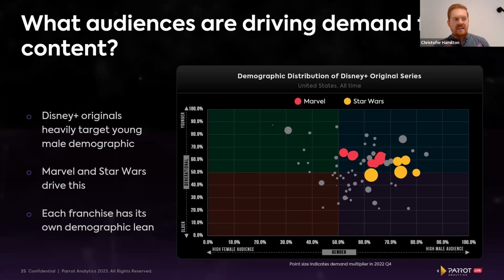So here I've highlighted where Disney Plus's Marvel original series fall and its Star Wars original series. And you can see how each franchise has its own demographic lean. So Star Wars is even more heavily male skewed and a bit older than Marvel is. But Disney Plus's biggest series are in these two franchises, and they're both heavily concentrated in the upper right, younger male quadrant.